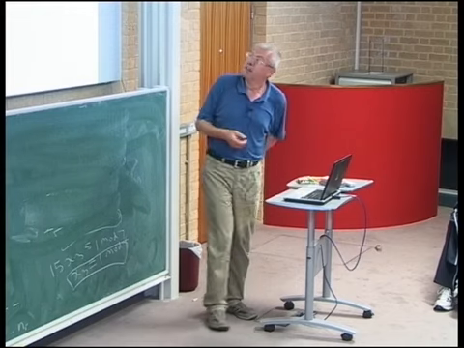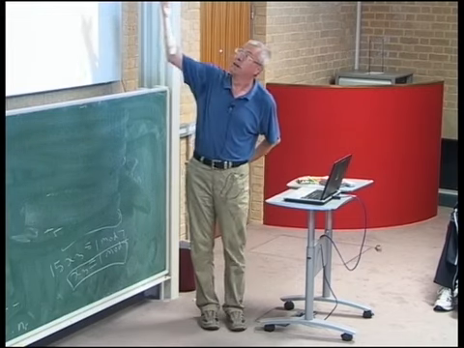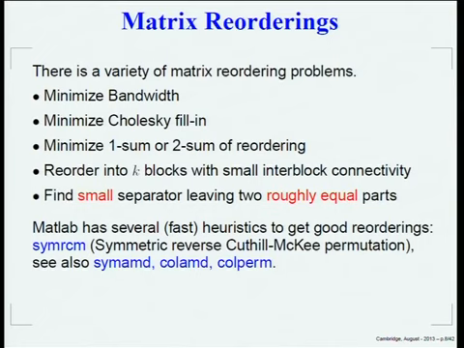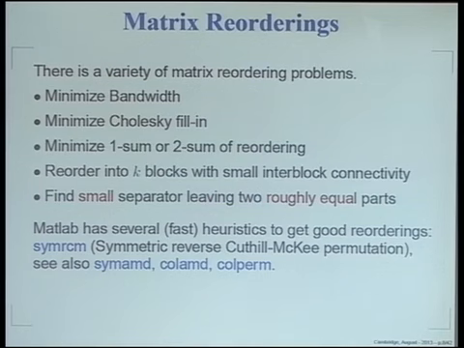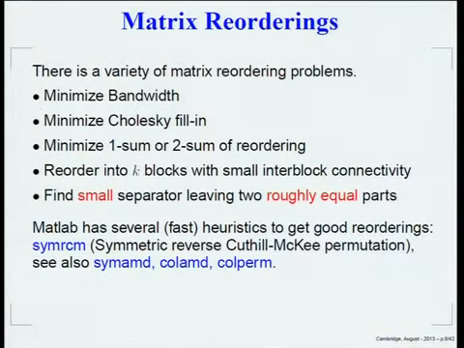So there are all kinds of matrix reordering problems. Minimize bandwidth, minimize Cholesky fill-in, the one sum, two sum. These are different ways to measure the distance from the main diagonal. Even MATLAB, for those that use MATLAB, this command here, symrcm, the symmetric reverse Cuthill-McKee algorithm, is actually quite a useful thing to use. It's a heuristic, but it often finds very good orderings. And here are some other MATLAB commands.